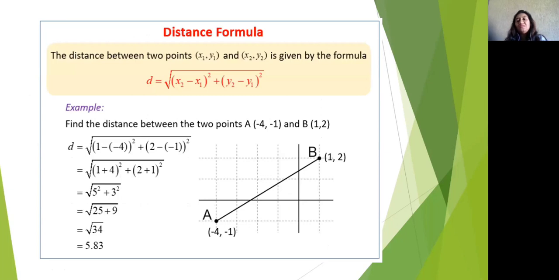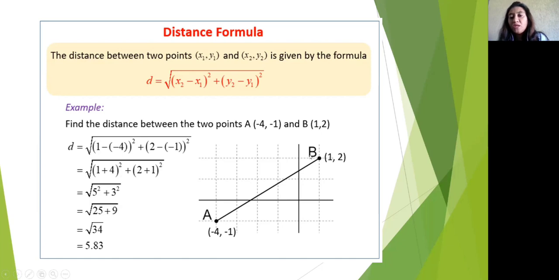Now students, let us understand one example using the distance formula. We have derived the distance formula, that is square root of x2 minus x1 whole square plus y2 minus y1 whole square. This is the distance formula for 2 points. Now, this is the example. Find the distance between the 2 points, A(-4, -1) and B(1, 2).